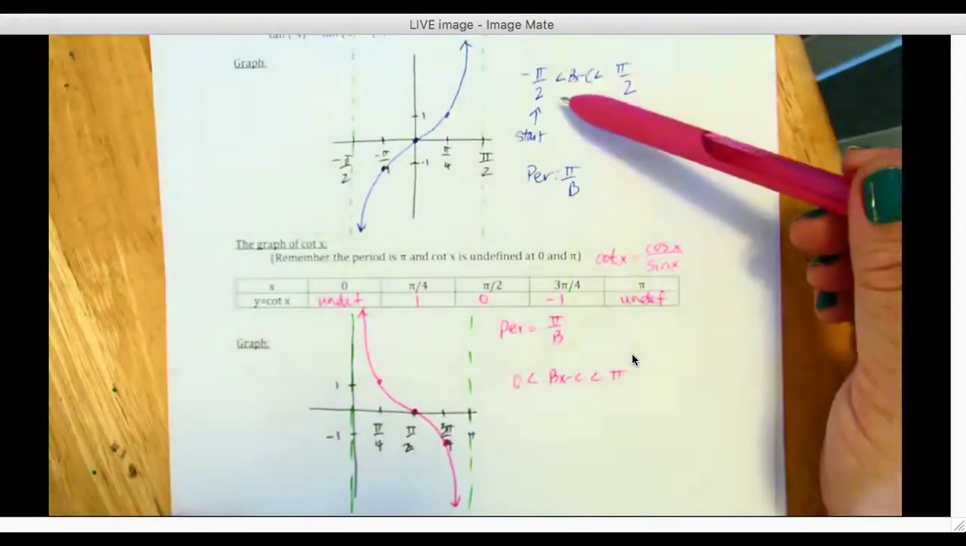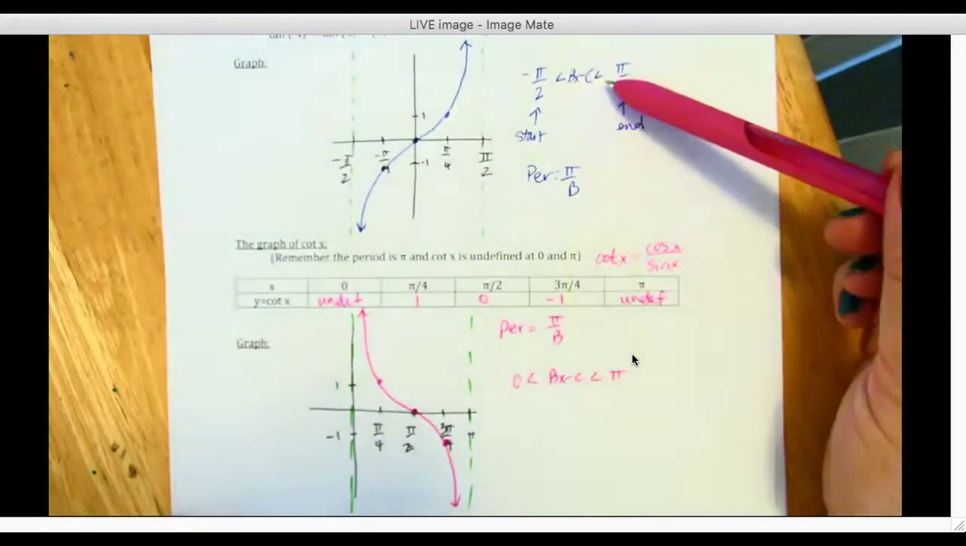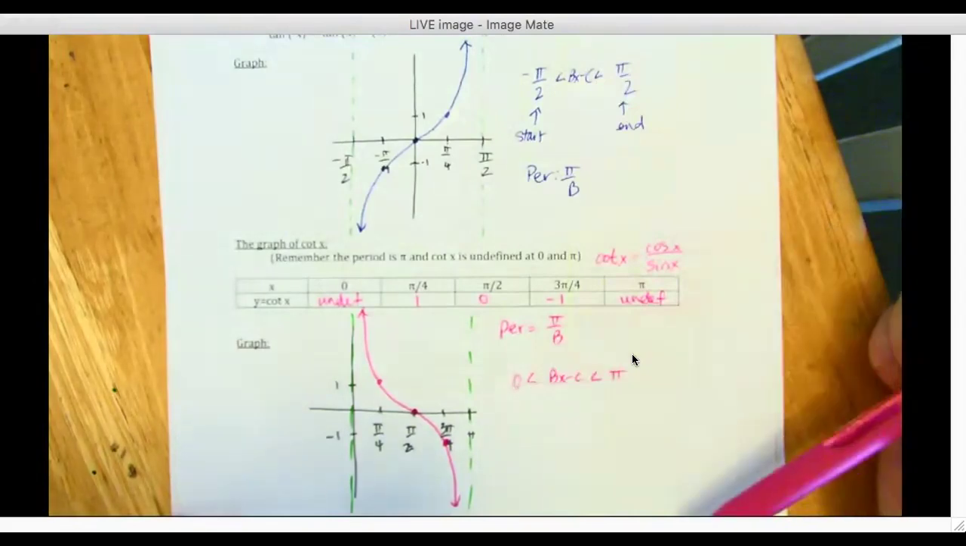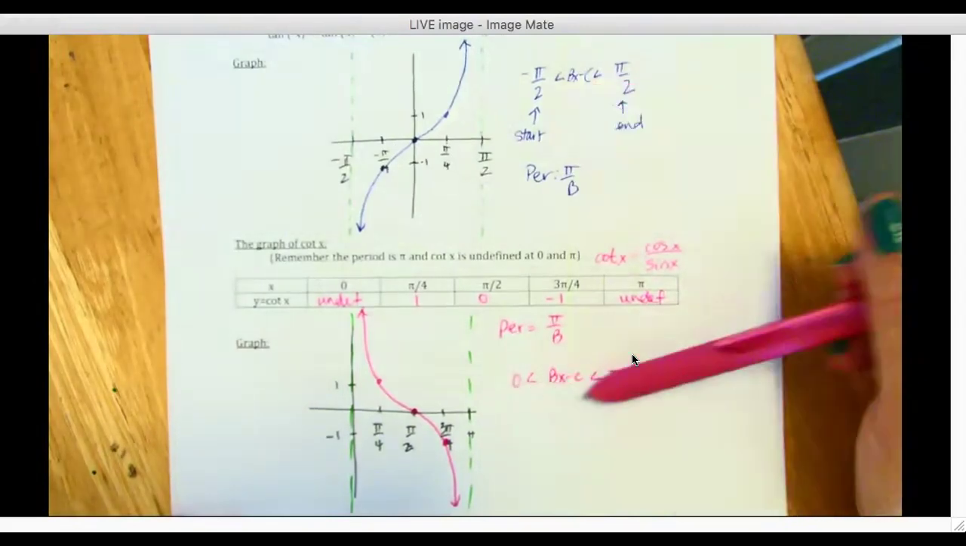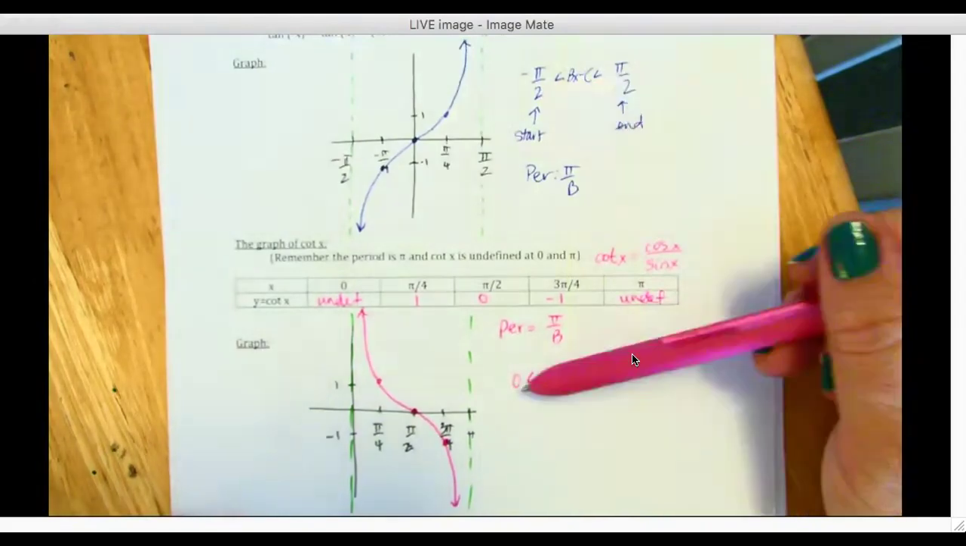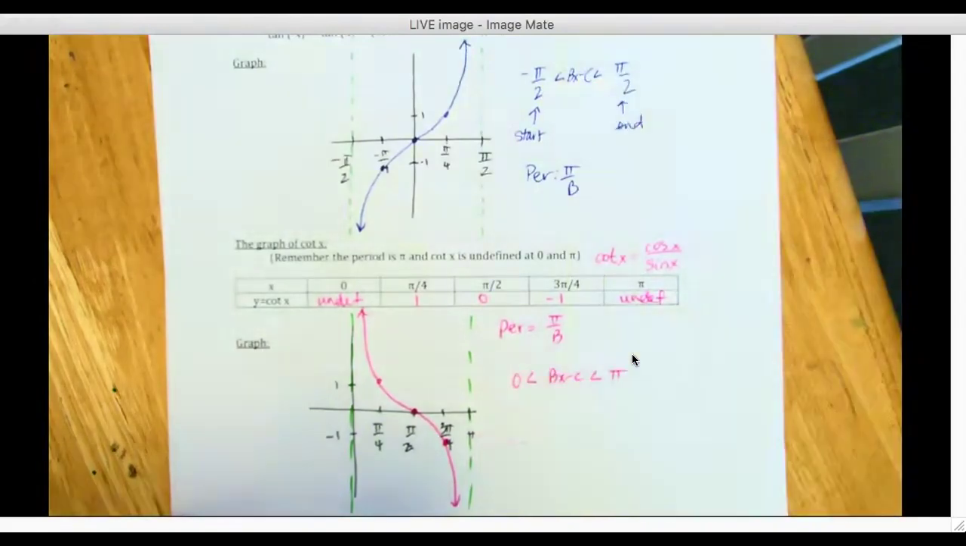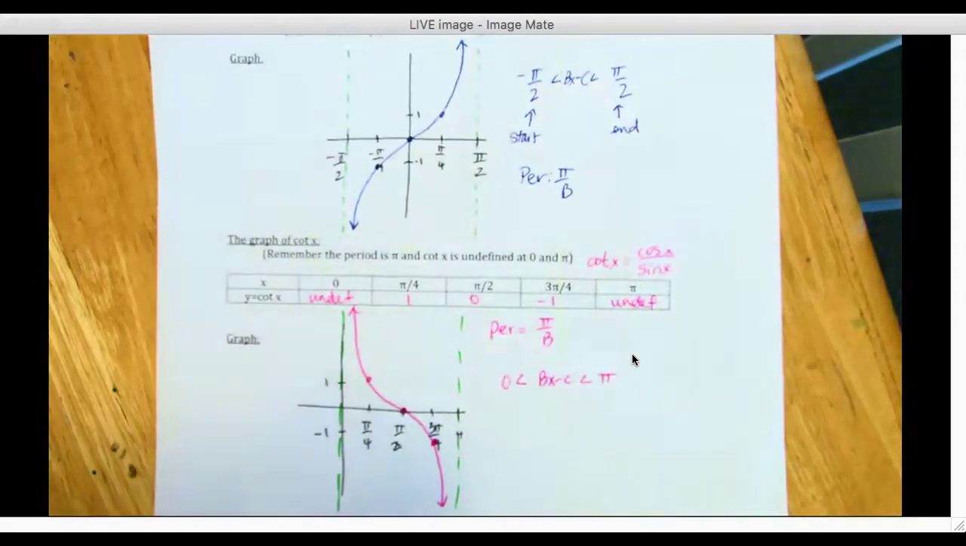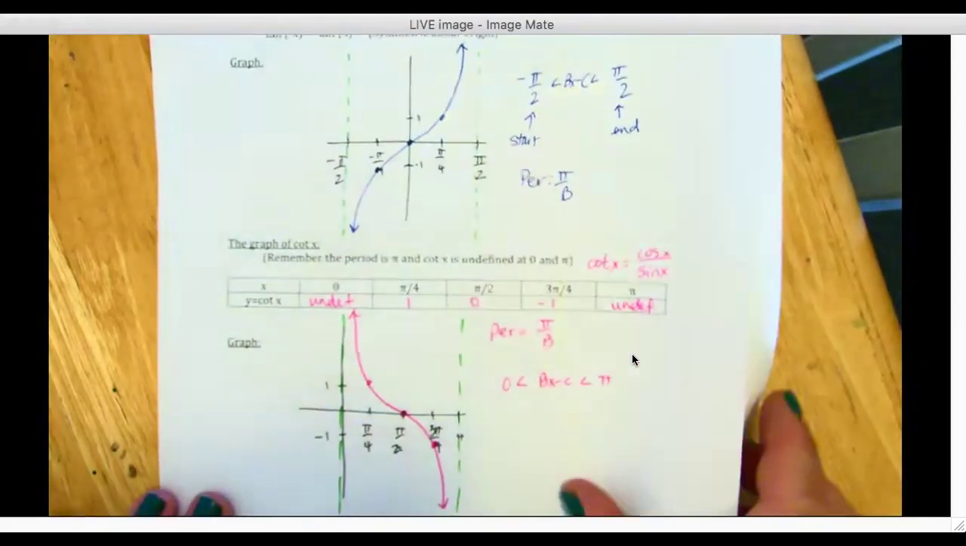Now you'll notice I just whited out the equal to sign on these inequalities, and I didn't write one here. They actually shouldn't have equal to inequalities because at negative pi over 2 and positive pi over 2, and at 0 and at pi, these functions have asymptotes, so they are undefined there. They are not equal to there.